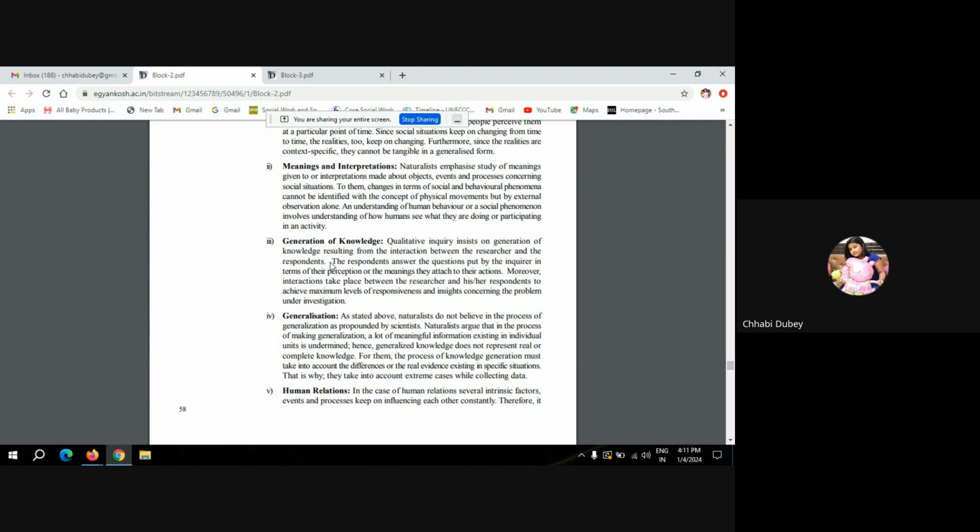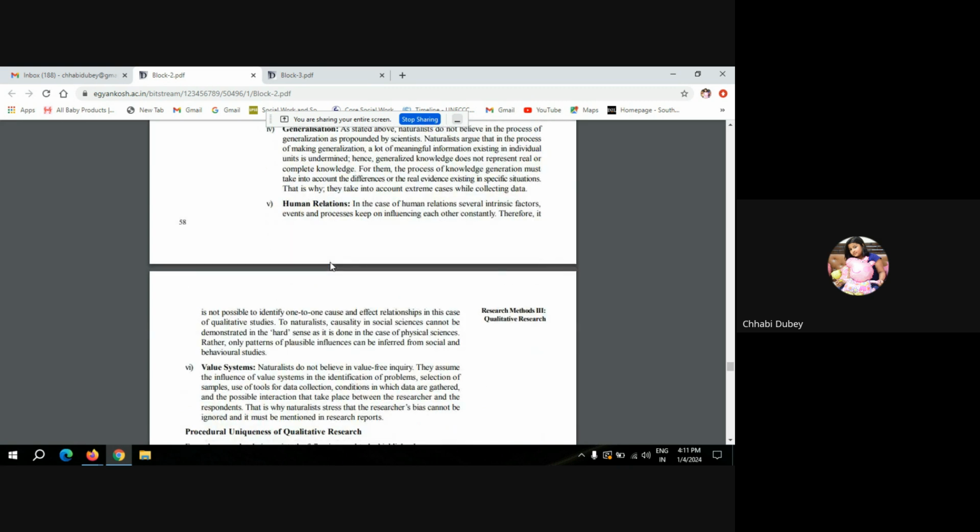Next comes human relations. When we are studying social phenomena, we are dealing with a lot of human relations, and there are several intrinsic factors which keep on influencing these relationships. These can be external factors, these can be internal factors, and again, the relationship will differ from person to person, from time to time and from place to place. So it is not possible to identify a one-to-one cause and effect relationship when we come to qualitative studies.